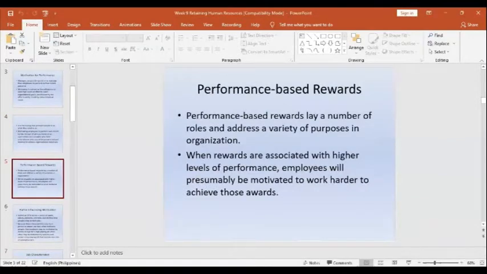Another is performance-based rewards. Of course, employees deserve to get rewarded. Performance-based rewards address a variety of purposes in the organization, because rewards are given to those employees who perform the job based on the standards and help the company to grow. From these performance-based rewards, the employer gives recognition or awards to those employees who work for the company to achieve the objectives. This is done by the employers to reward productive employees. Okay? Everybody deserves to get rewarded for as long as you perform well.